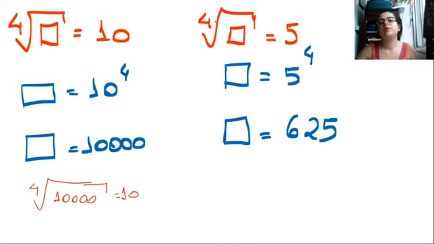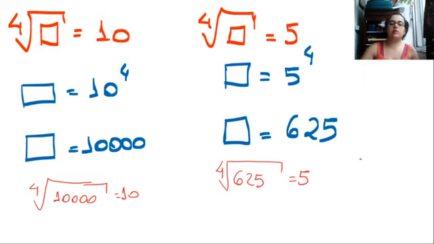Here, the fourth root of a square is 5. So my square is 5 elevated to the fourth power, which gives me 625. So my fourth root of 625 is the same as 5. Okay? And that's it. That was a little review about radication.